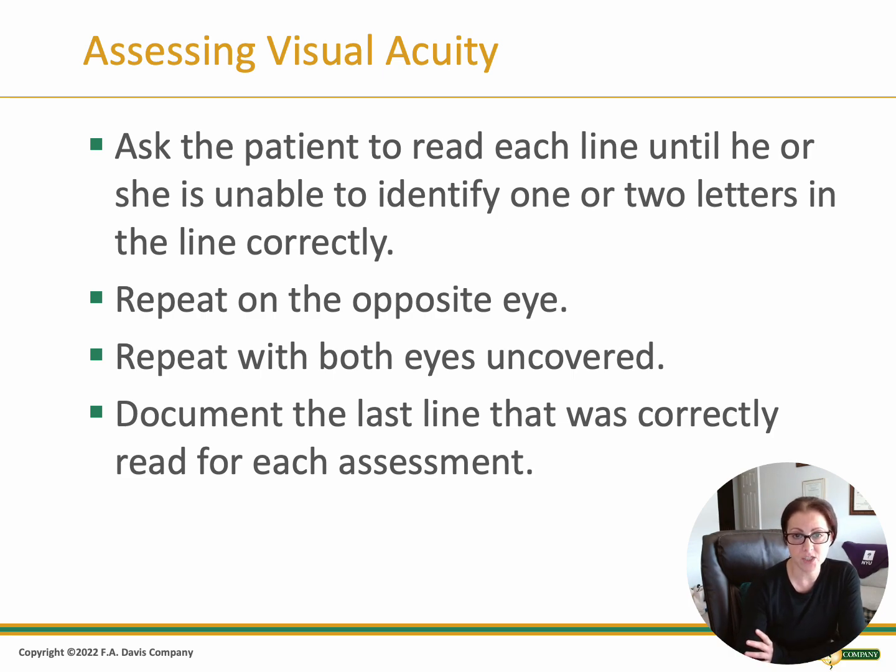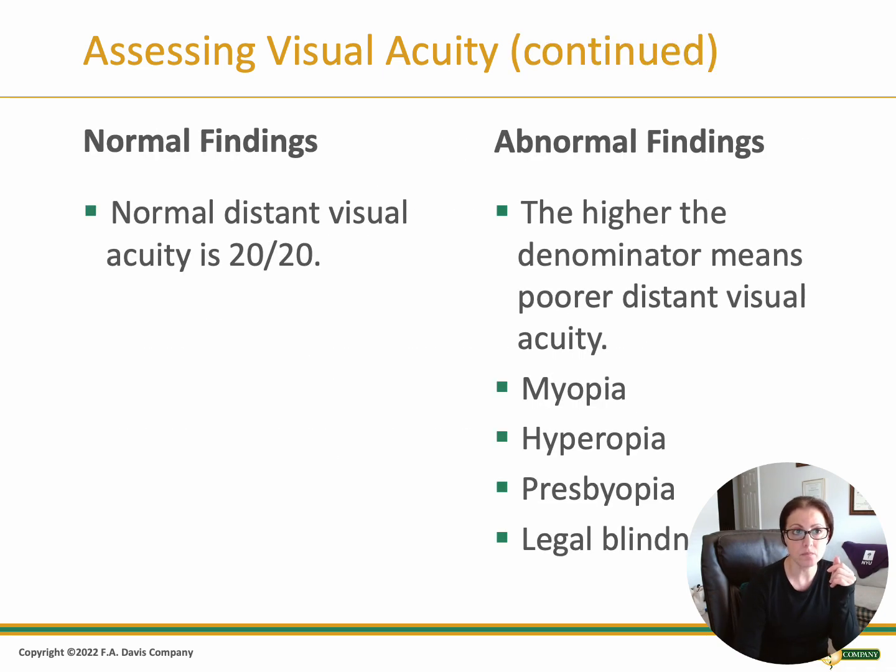And normally patients should have 20 by 20 normal distant visual acuity. They should read at 20 feet what normally should be read at 20 feet. The higher the denominator, which is that bottom number, the poorer distant visual acuity is.